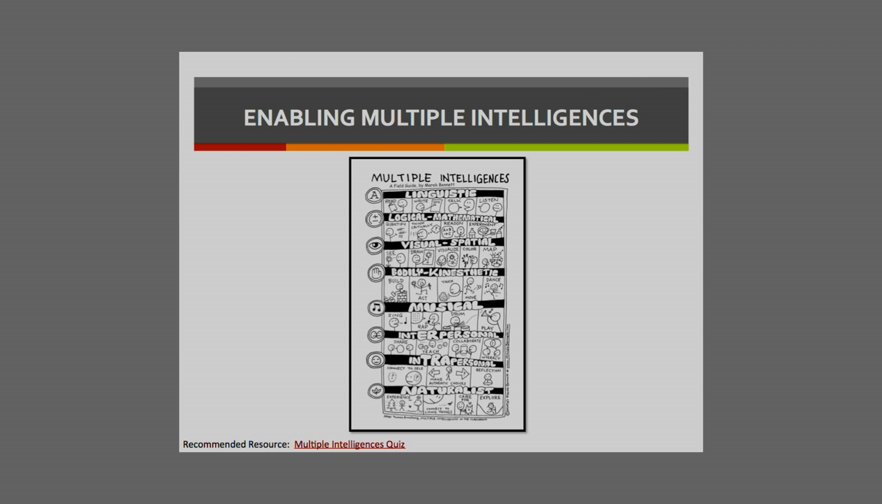Intrapersonal intelligence. We journal on our own. We have personal reflection time. We sit in silence. We don't need to talk. We can have conversations with ourselves. It doesn't always have to be this person talking to that person. Sometimes we need to have time to talk to ourselves, communicate with ourselves.